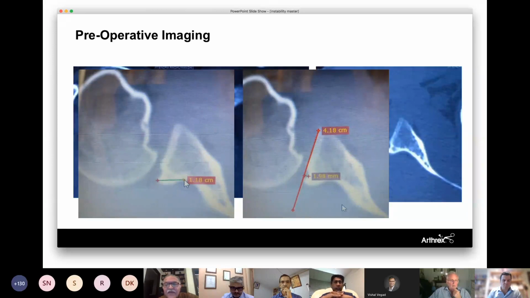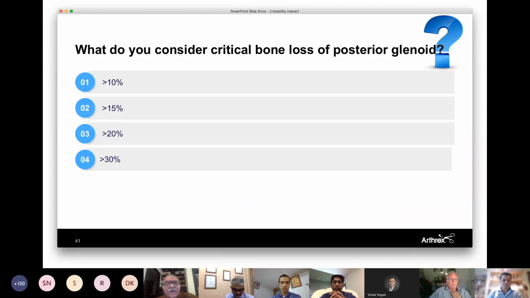Let's go on to this next poll. This is just to ask now for the posterior glenoid, what would those people dialed in think is a critical bone loss that would influence their decision-making and treatment? Nish, maybe you can start it off while we're waiting for those results.